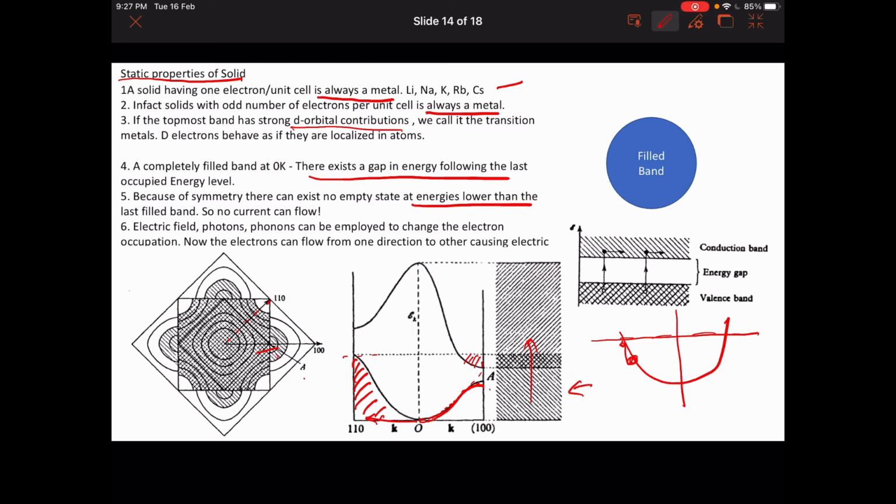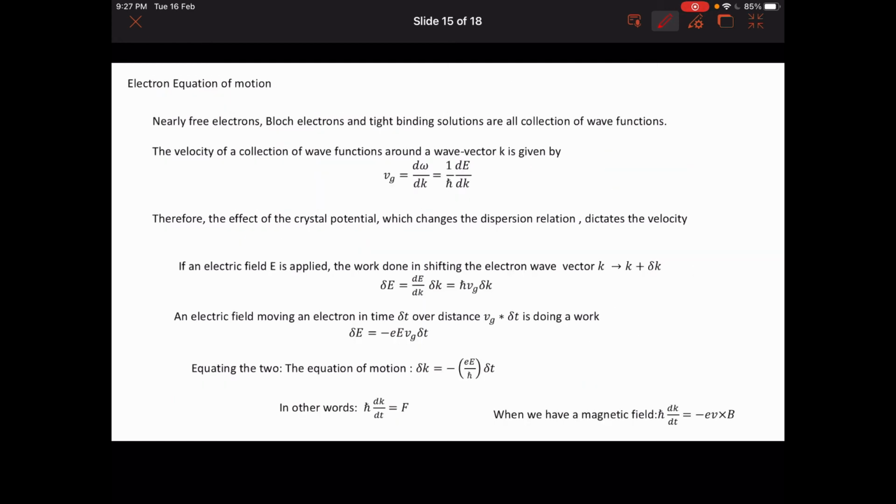Electric field, photons and phonons can be used to excite an electron from one energy level to another. We will see all these things soon. So till the previous point we talked about the static considerations. We did not talk about electrons which were moving, right? So now let's talk about electrons which start to move. We are still talking about nearly free electrons, Bloch electrons, and electrons in periodic lattices. So they are almost always wave functions which are bunched together. So you always form a wave packet.